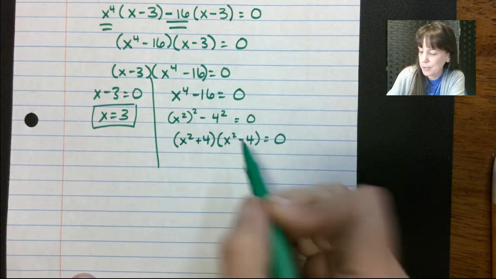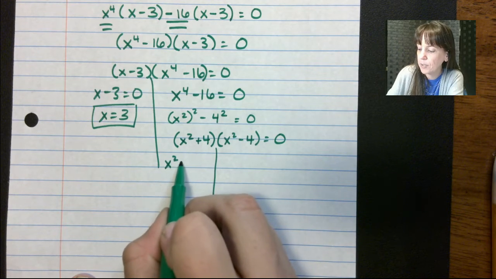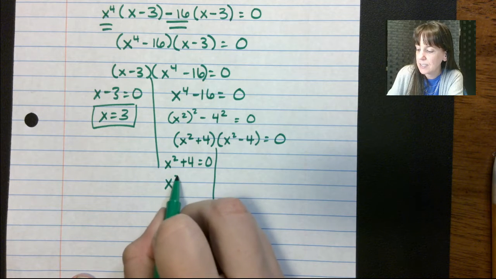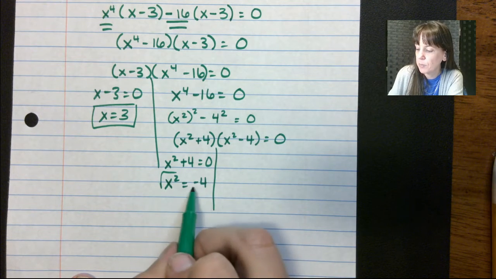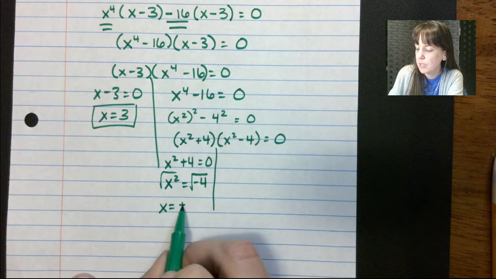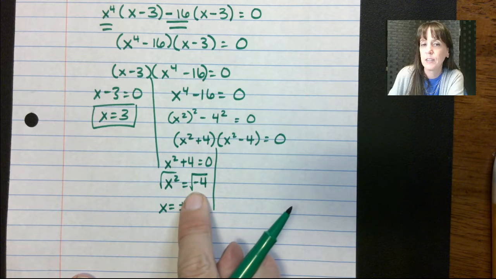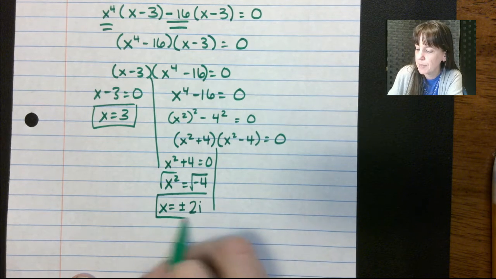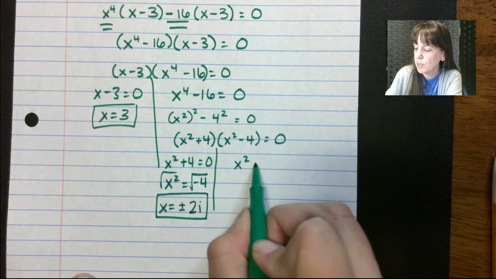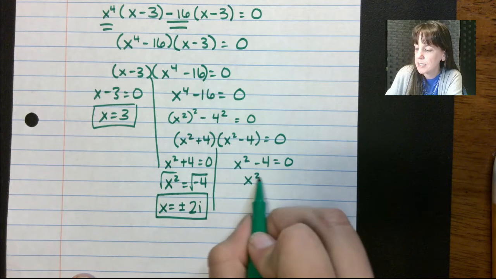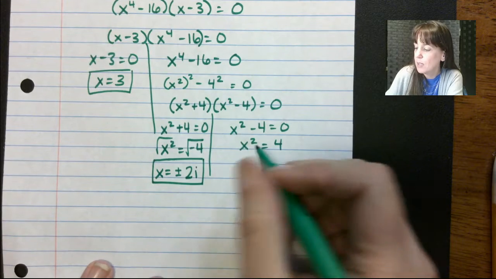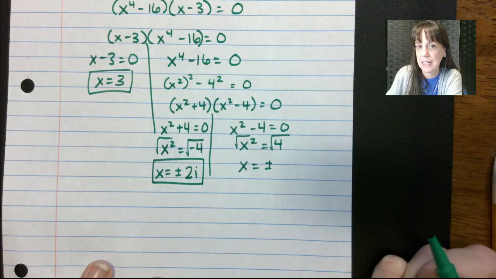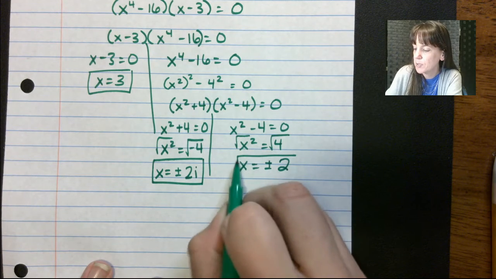So now let's use our zero product property again, and we have x squared plus 4 equals 0. Subtract 4 from both sides, and I get x squared equals negative 4. Square root, and I get x equals plus minus, because I'm taking it out of the radical, the square root of 4 is 2, but there's a negative there, so it's 2i. So that's my imaginary number. Over here, I have x squared minus 4 equals 0, which means x squared equals 4 if I add 4 to both sides. Square root both sides, and I get x equals plus minus 2, because the square root of 4 is 2.